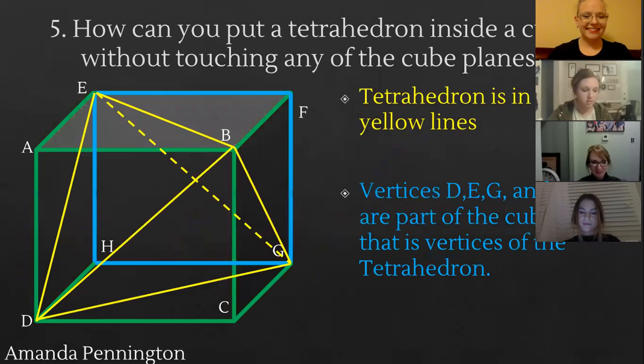And that's it. Amanda, how can you put a tetrahedron inside a cube without touching any of the cube planes? So that was something I also had a question about. How are we going to do that? Well, we know that means any of the tetrahedron cannot touch any faces on top of a face of a cube. So that means any of the triangle faces can't touch a square face. So as you see in the graph, the green and blue lines are indicating the cube, and the yellow lines are showing the tetrahedron. And so we can see that, in fact, none of the faces are laying on top of a plane of the cube.